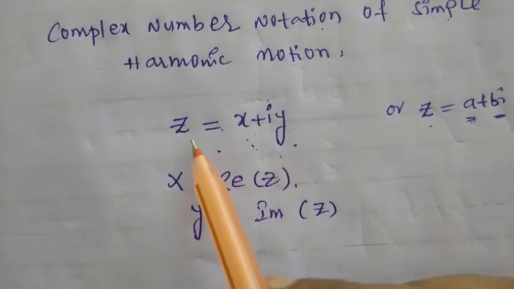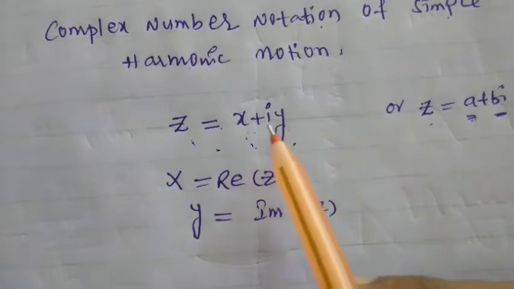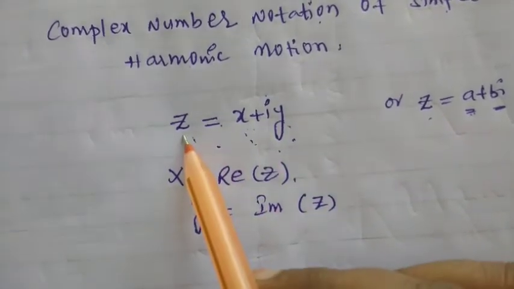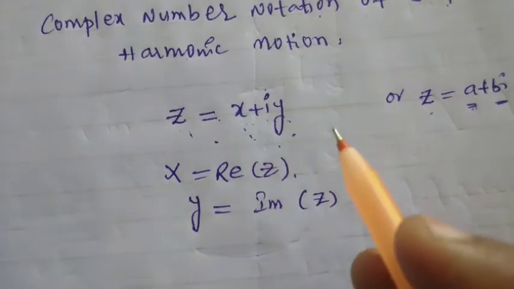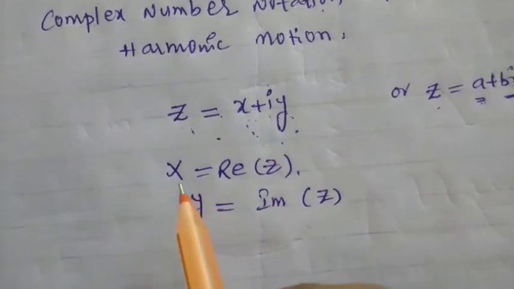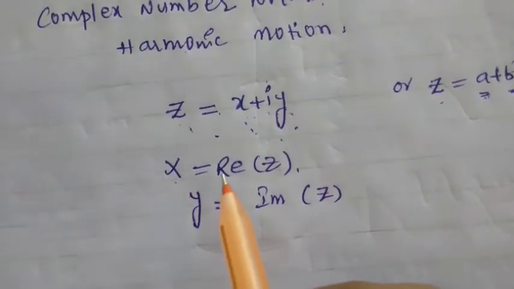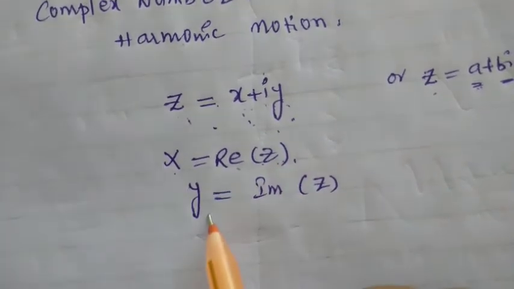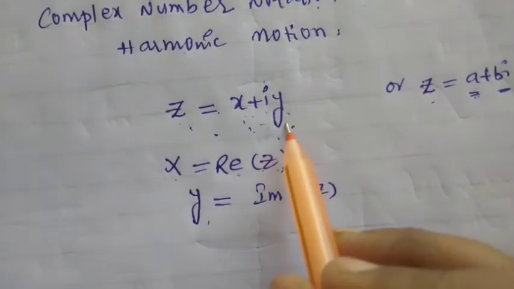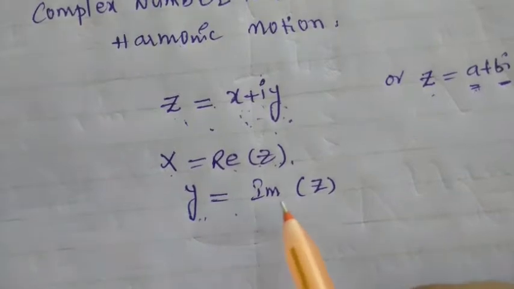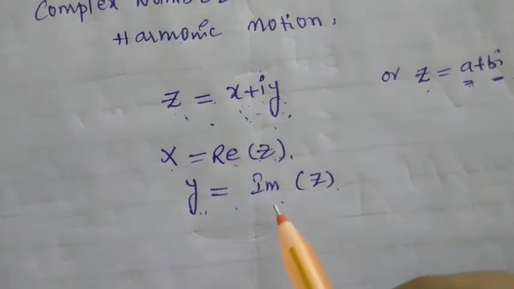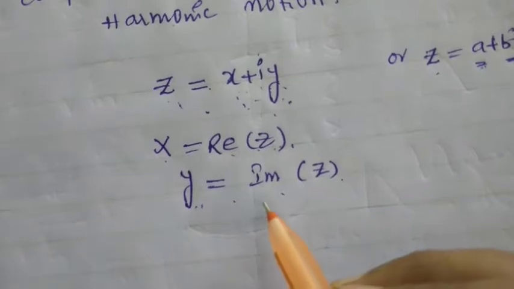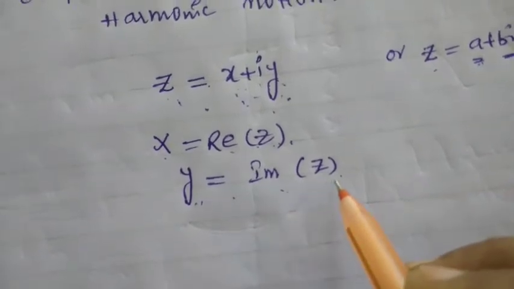So that can be written as z equals x plus iy. Here x and y are the real and imaginary parts of z. Symbolically, x equals Re of z, the real part of z, and y equals Im of z, the imaginary part of z.